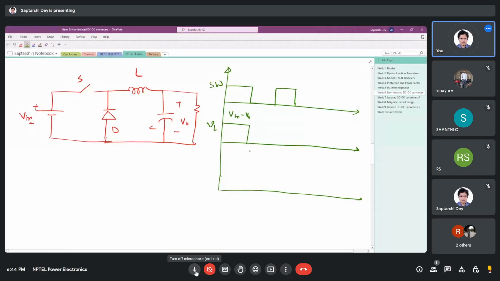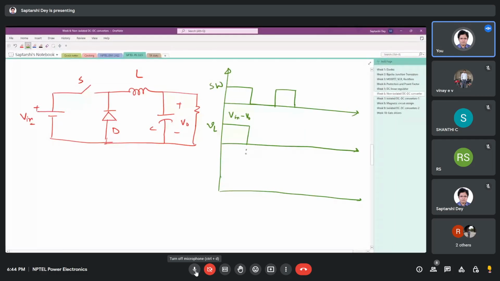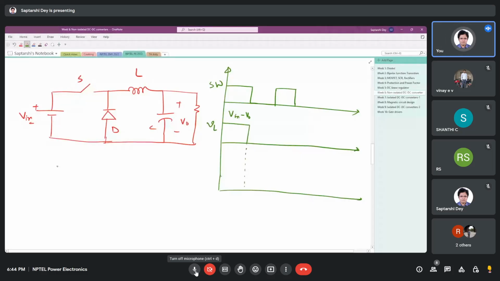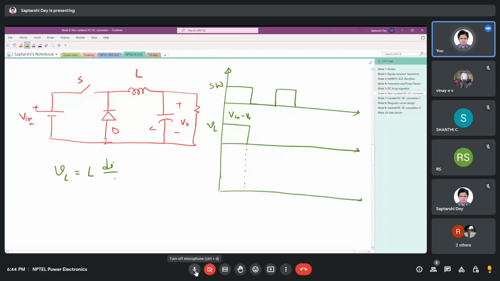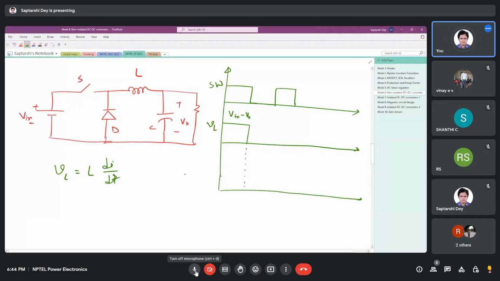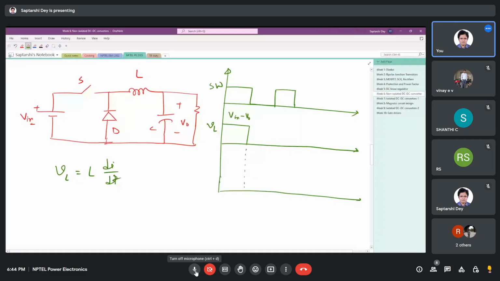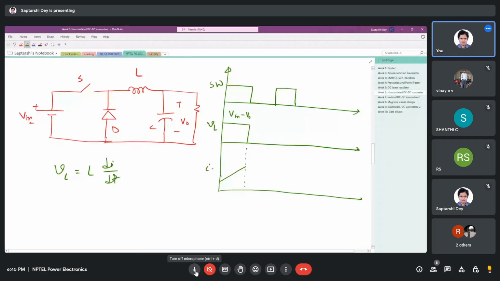right? Now what is happening to the inductor current? Since the inductor voltage is positive and we know that V is L di/dt, so a positive inductor voltage, how do I know that it is positive? I will come to it later. As of now, take my words. So the current in the inductor will be increasing.